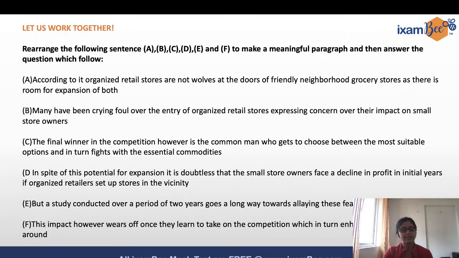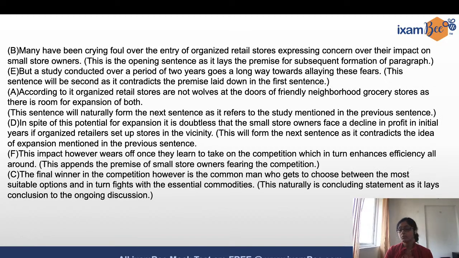Yes, let's see what the solution is telling us. The solution is telling us that, yes, the first sentence we already did. Let's move on to the next sentence. This sentence will be the second one as it contradicts the premise laid down in the first sentence. "But" is a contrasting keyword. It's telling you something else. It's laying down a contrast.